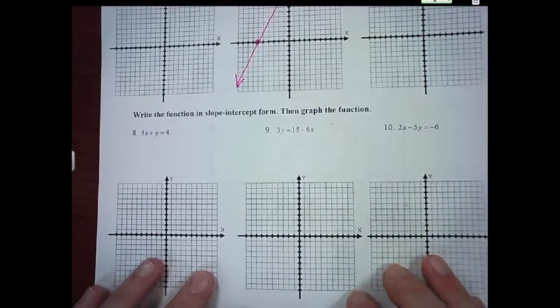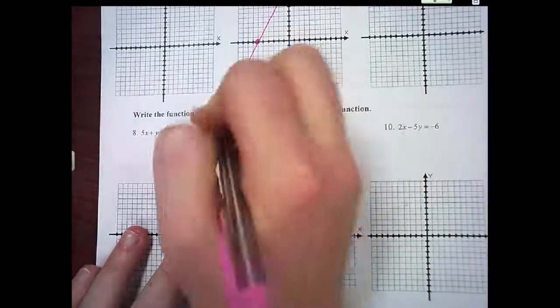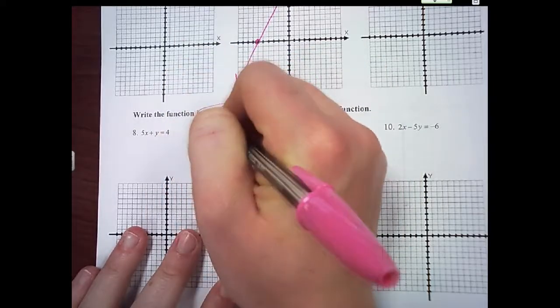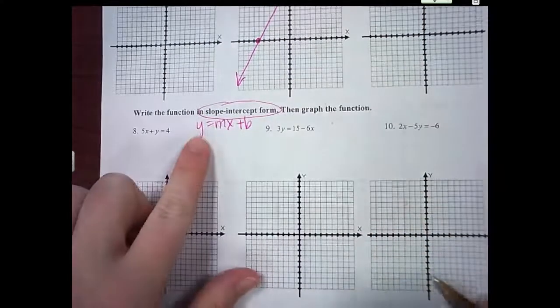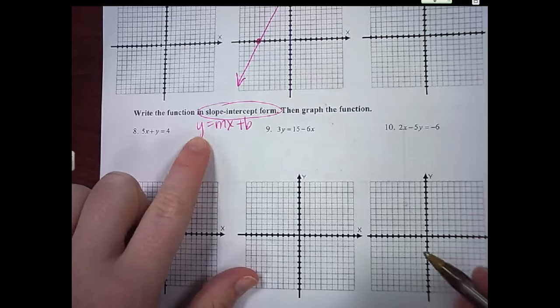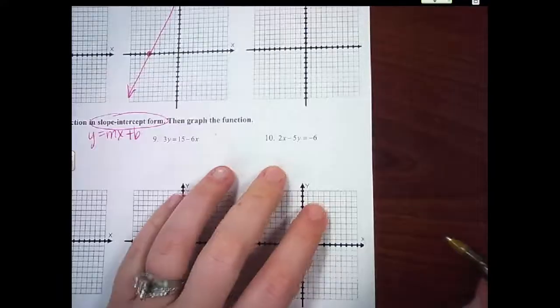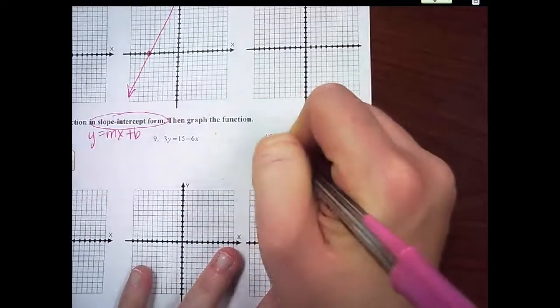Okay, write the function in slope-intercept form. You have your formulas in front of you for the quiz. So here's slope-intercept form. You need the y by itself. Okay, so let's do number 10. I'm going to subtract over the 2x.